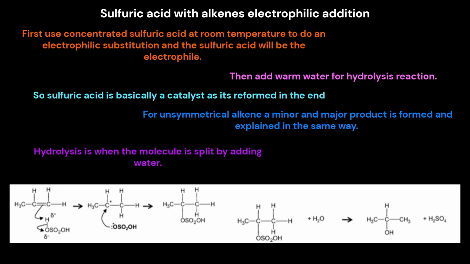Sulfuric acid with alkenes: electrophilic addition. First, use concentrated sulfuric acid at room temperature to do an electrophilic addition, and the sulfuric acid will be the electrophile. Then add warm water for a hydrolysis reaction. So sulfuric acid is basically a catalyst as it's reformed in the end. For an unsymmetrical alkene, a minor and major product is formed and explained in the same way. Hydrolysis is when a molecule is split by adding water.